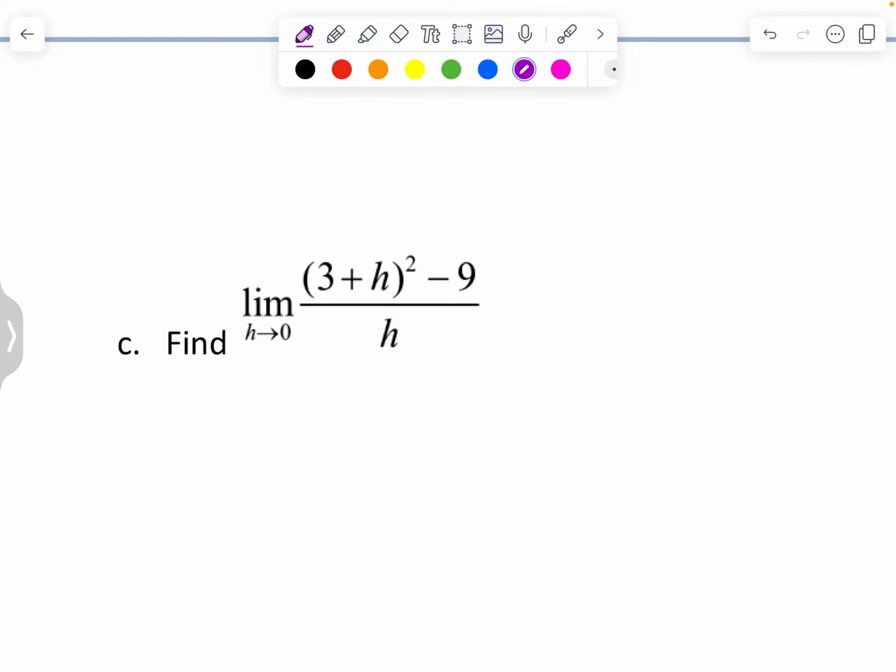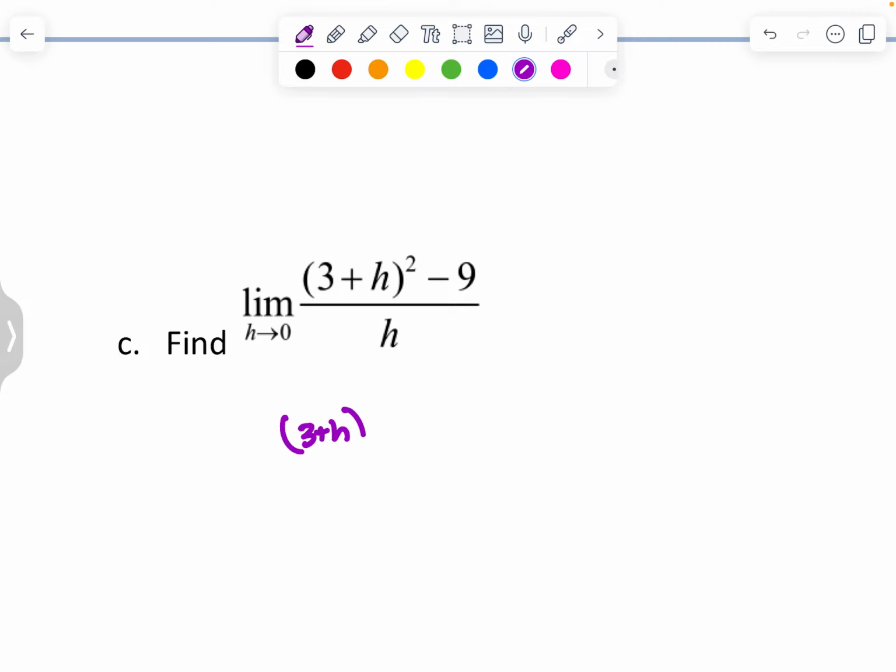Here's another good one. This one you actually don't factor. You'll see what I mean in a second. The moment you plug this in, you end up with 3 squared, which is 9. 9 minus 9 is equal to 0. And you have a 0 in your denominator, so this is an indeterminate case. But what happens here is you actually can't factor it. You should FOIL it.